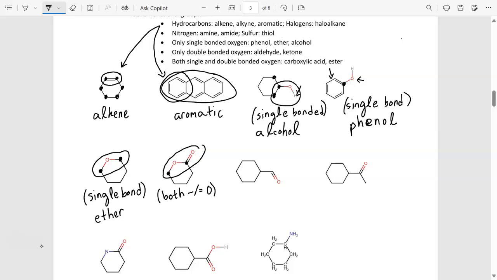And remember that a carboxylic acid has to be at the end of the chain. So what that means is that the single bonded oxygen would have to have a hydrogen coming off of it on the other side, but it doesn't. It has a carbon on both sides of that single bonded oxygen. And so that's what makes it an ester.